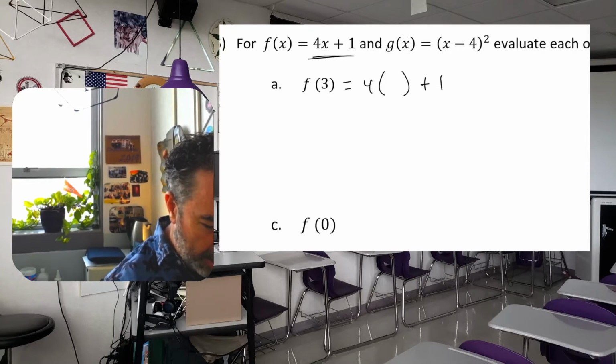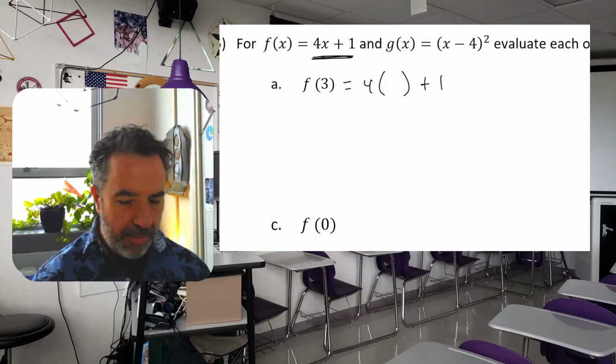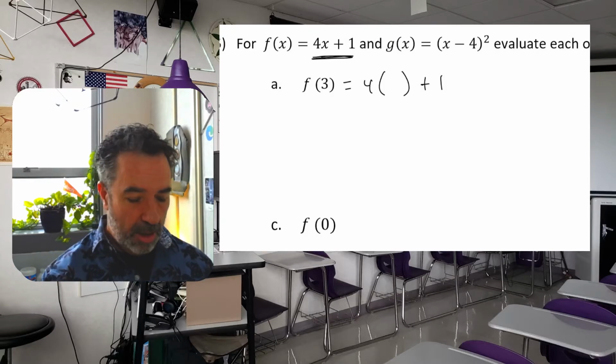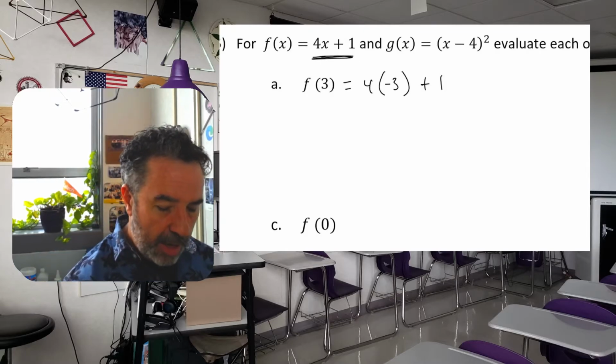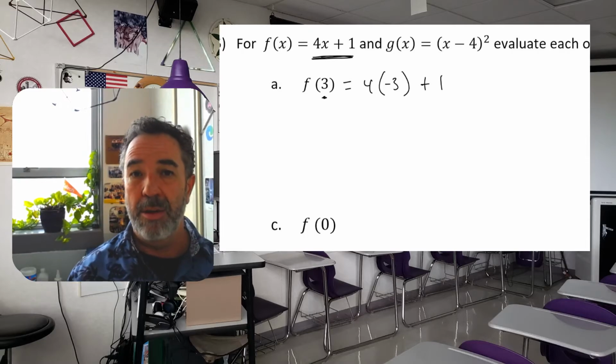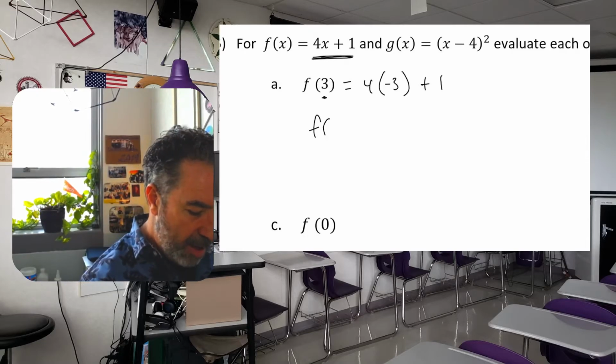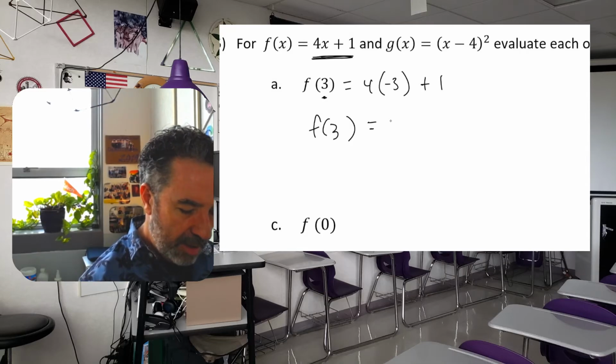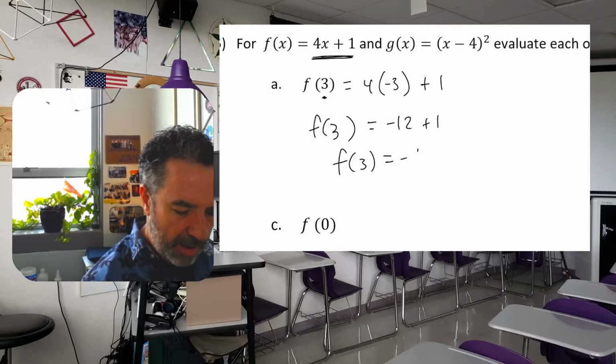See, I just wrote that down. 4 times whatever you're giving it plus 1. I'm giving it 3, so I'm going to put the 3 in there. That was the input. When I evaluate this, I'll know the output. I get 4 times negative 3 is negative 12 plus 1. F of 3 is negative 11.